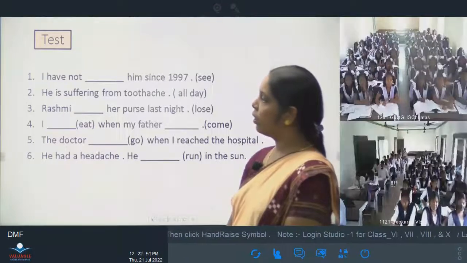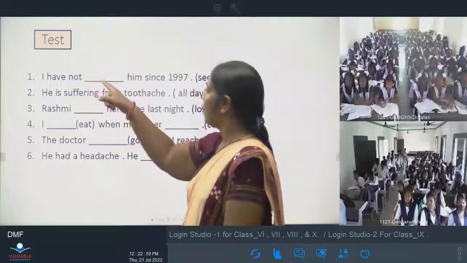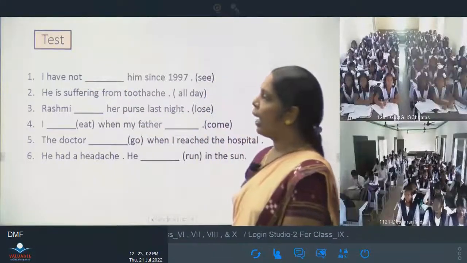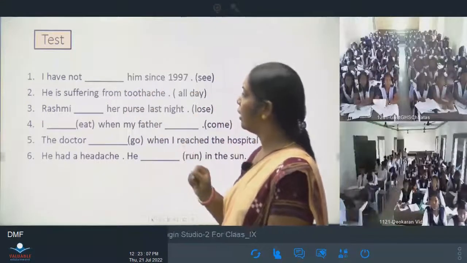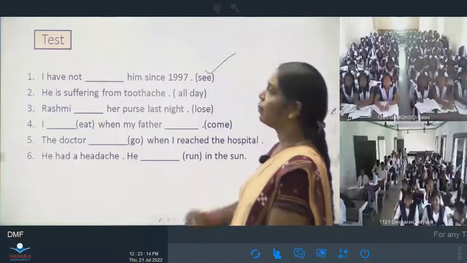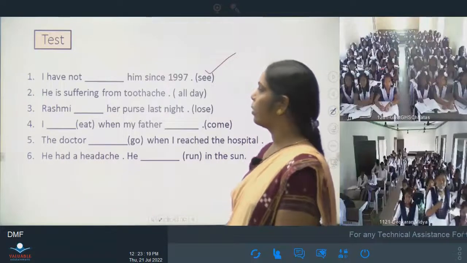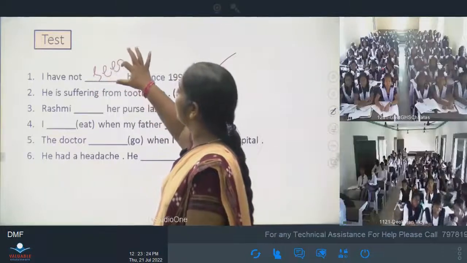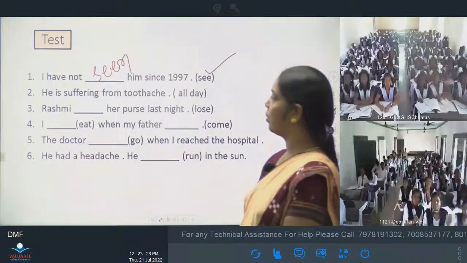So students, look at the sentence. I have not dash since 1997. So here is the verb. What will be the answer? Very good. The answer will be seen here. I have not seen him since 1997. Very good.